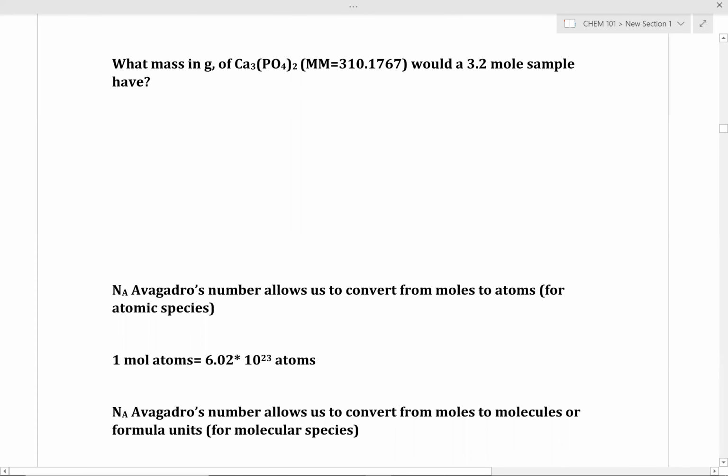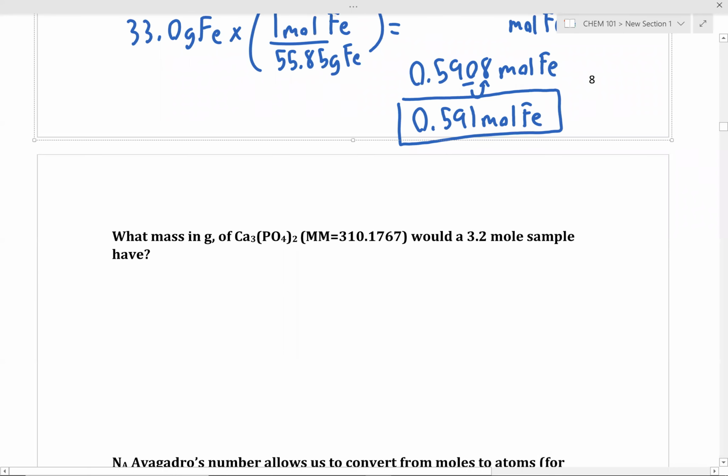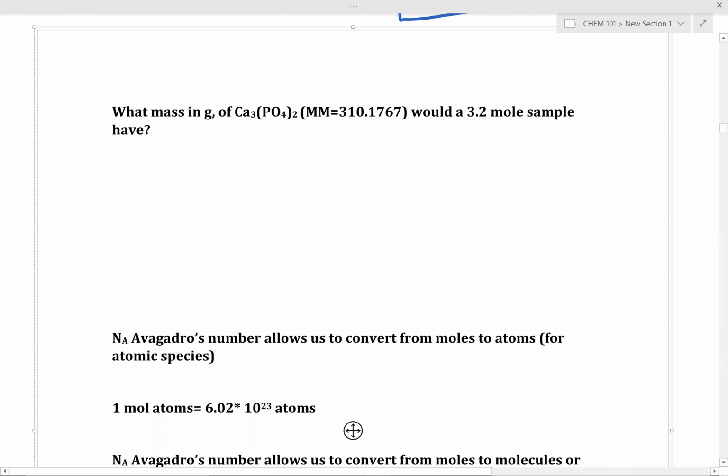Okay, so let's get started with today's activity. This time we're doing mass-mole conversions involving compounds. Previously we did mass-mole conversions involving a sample of an element. This time we are dealing with a compound.